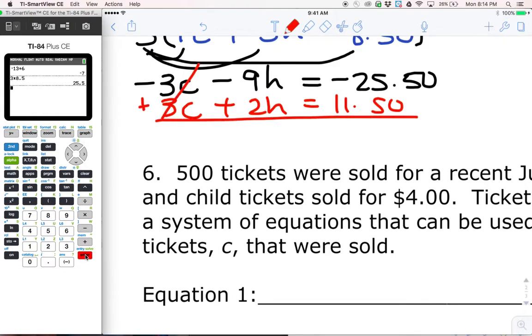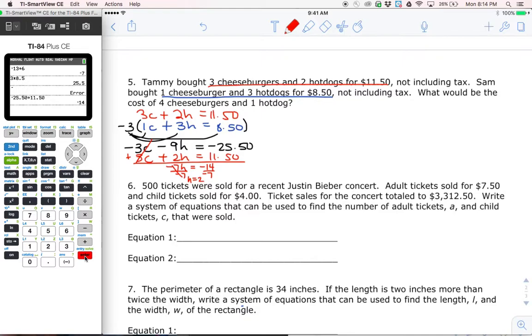Well, the c's cancel, which is great. And now we're left with negative 7h is equal to negative 25.50 plus 11.50. And I get negative 14. We're dividing out the negative 7, and we get h equals 2. So it looks like hot dogs are $2. All right, so I'm going to just write down here, hot dogs are $2.